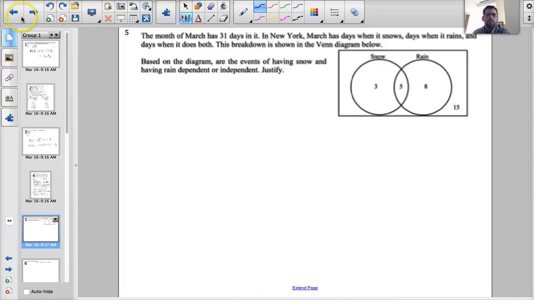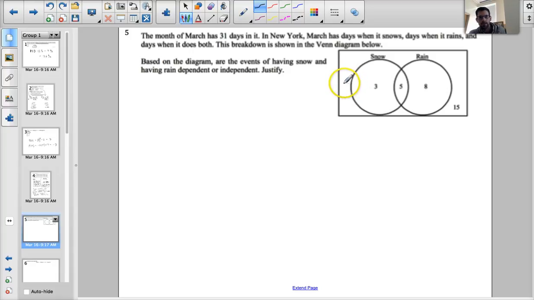All right, number 5. The month of March has 31 days in it. In New York, it has days where it snows, rains, and does both. There's a breakdown in the Venn diagram. Based on the diagram, are the events of having snow and rain dependent or independent? So we'll have to take a look at the chances.